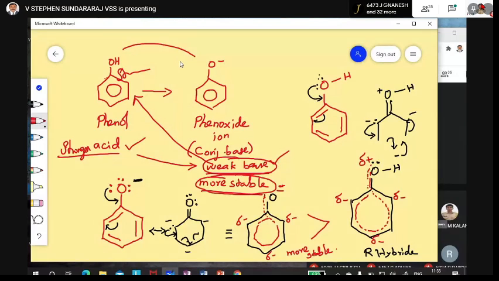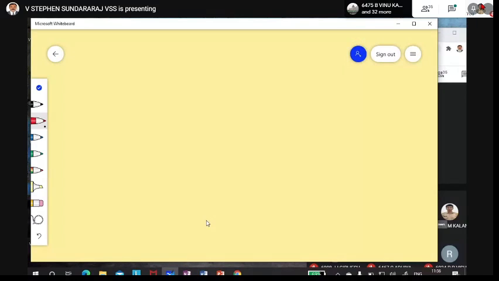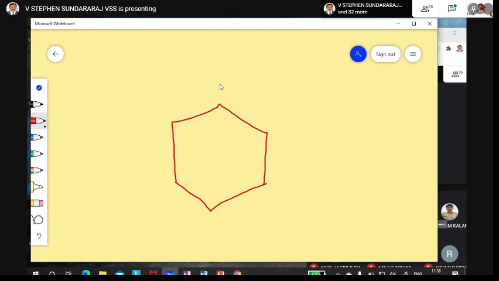Now, this structure will help you understand what the effect is. I am coming to the electron withdrawing group and the electron releasing group. I will draw a very big diagram of phenoxide. The phenoxide ion only helps you conclude that phenol is stronger actually.